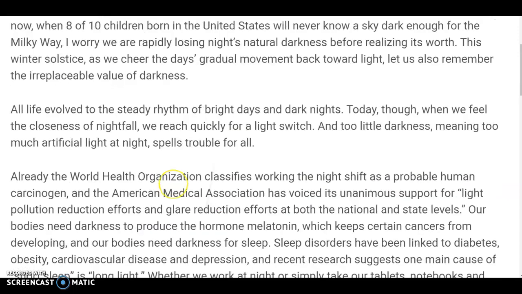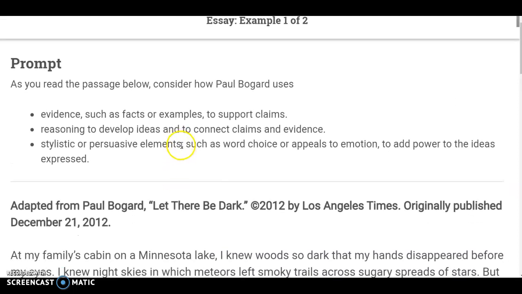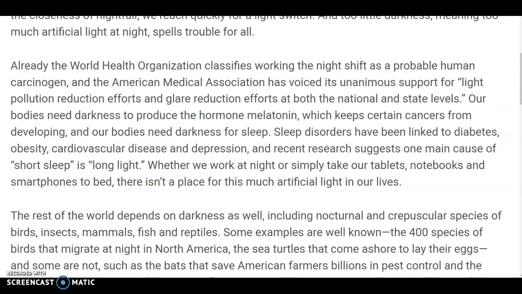So an allusion would fall under the category, I could say, of reasoning or logic. It's logical to cite somebody credible. He could have said, the dude down the street was saying that, and the dude down the street could have been right. But it's more effective to allude to a credible source. Already, the World Health Organization and the American Medical Association, and so on and so forth.